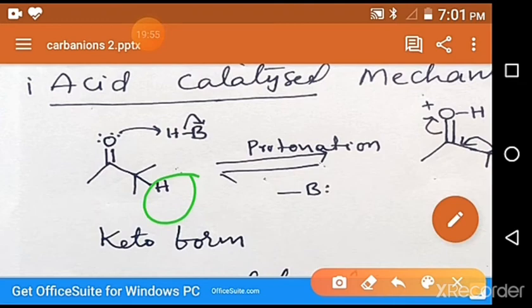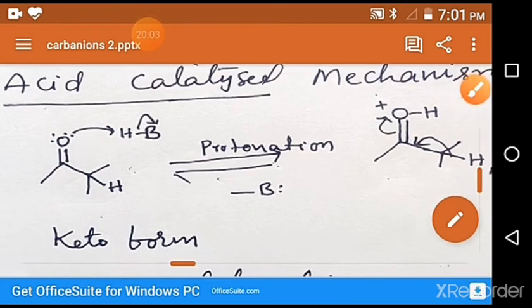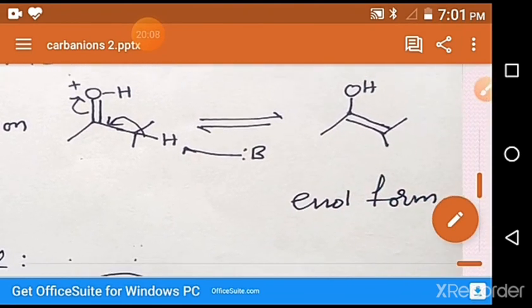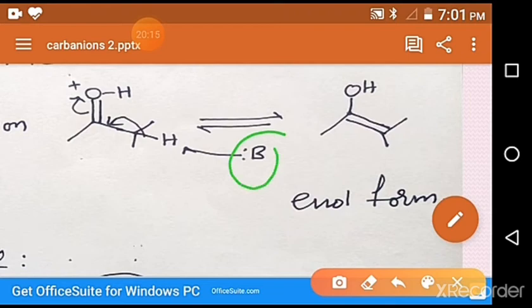So you see, this proton is attached to this oxygen. Due to protonation, it forms a protonated compound. Then it is followed by abstraction of a proton by a base. This base abstracts the alpha hydrogen. This alpha hydrogen is lost to the base.